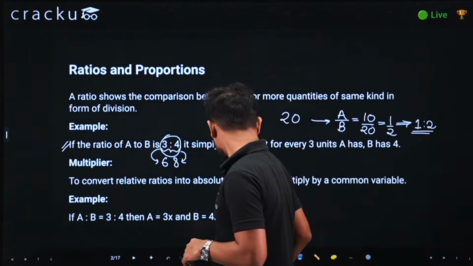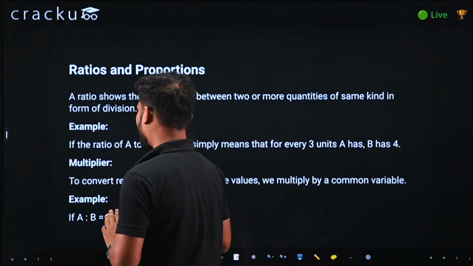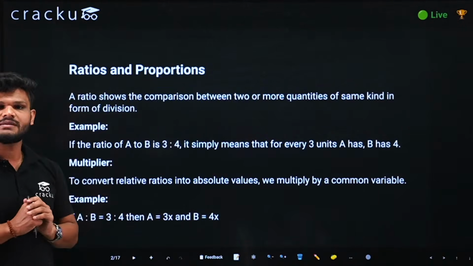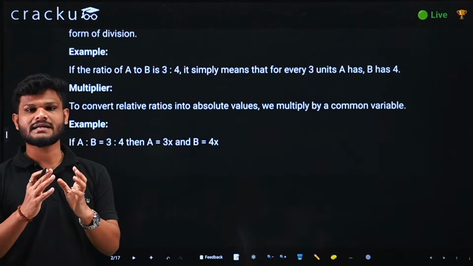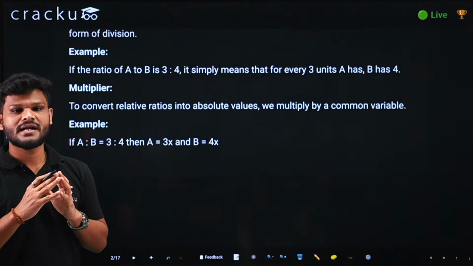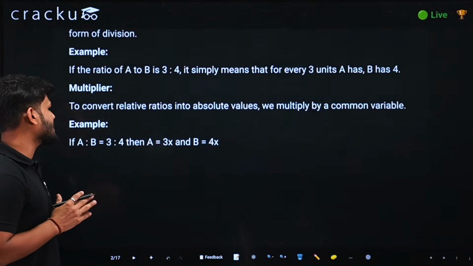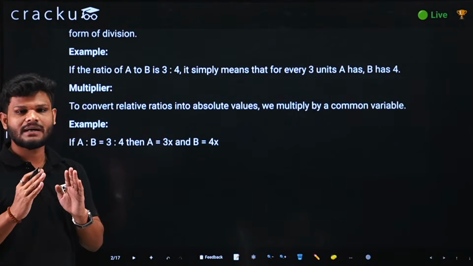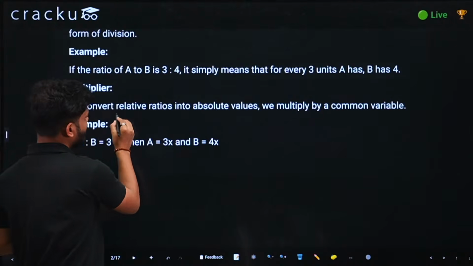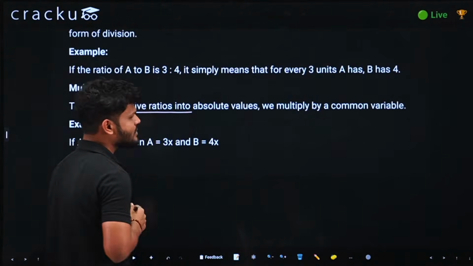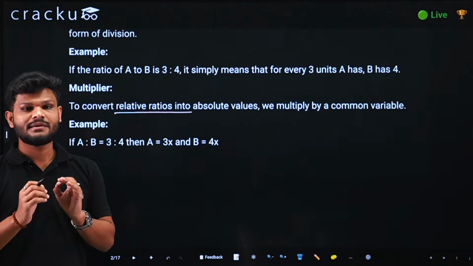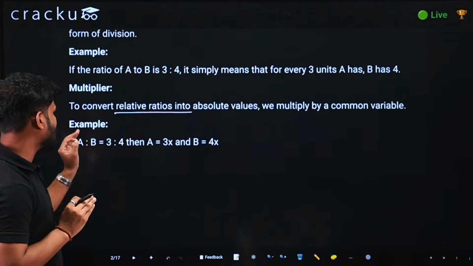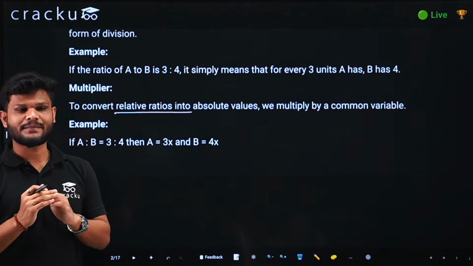Now we have the multiplier. What is a multiplier? A ratio doesn't have any meaning in itself. It is just a comparison. It doesn't have any unit. It is not an absolute quantity. It is just a normal division comparison. But if we want to convert the ratios into absolute values, what do we do? We use a multiplier. It means we use a common variable and multiply it with the ratio to find the absolute values.